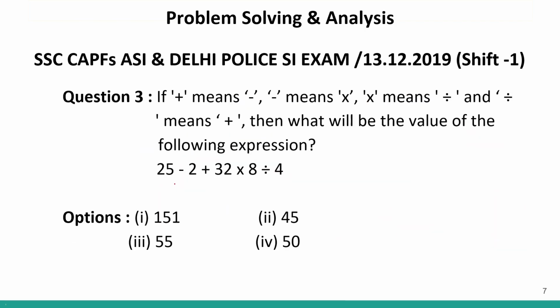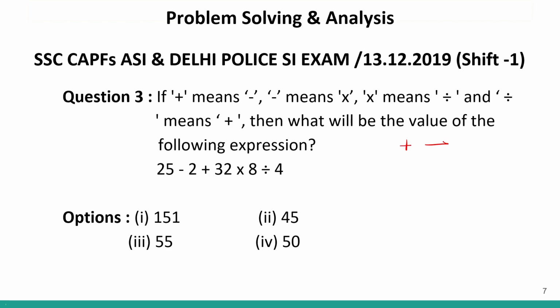Now, question number 3. We are given certain codes. Plus means minus. Minus means multiplication. Multiplication means division and division means addition. Then what will be the value of the following expression? So this is an equation and we have to substitute the values. Let me write them.